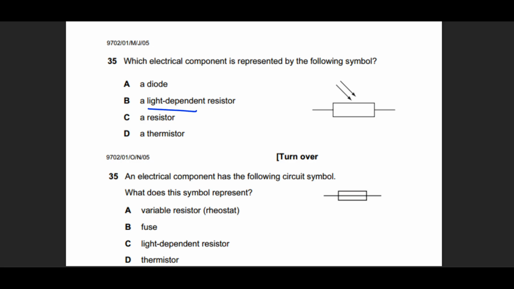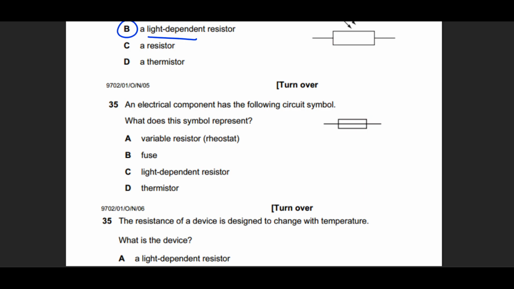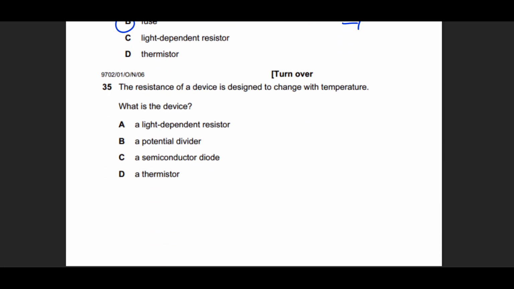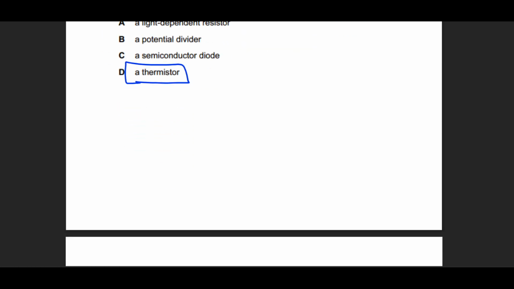Now he asks what symbol this represents. This is an LDR. Okay. Part B. This is the symbol of a fuse. We know this from O levels, and of course it is similarly carried to A levels. Question number 35, he asks what changes with temperature? And we know that this is a thermistor, a resistor changing resistance based on temperature.